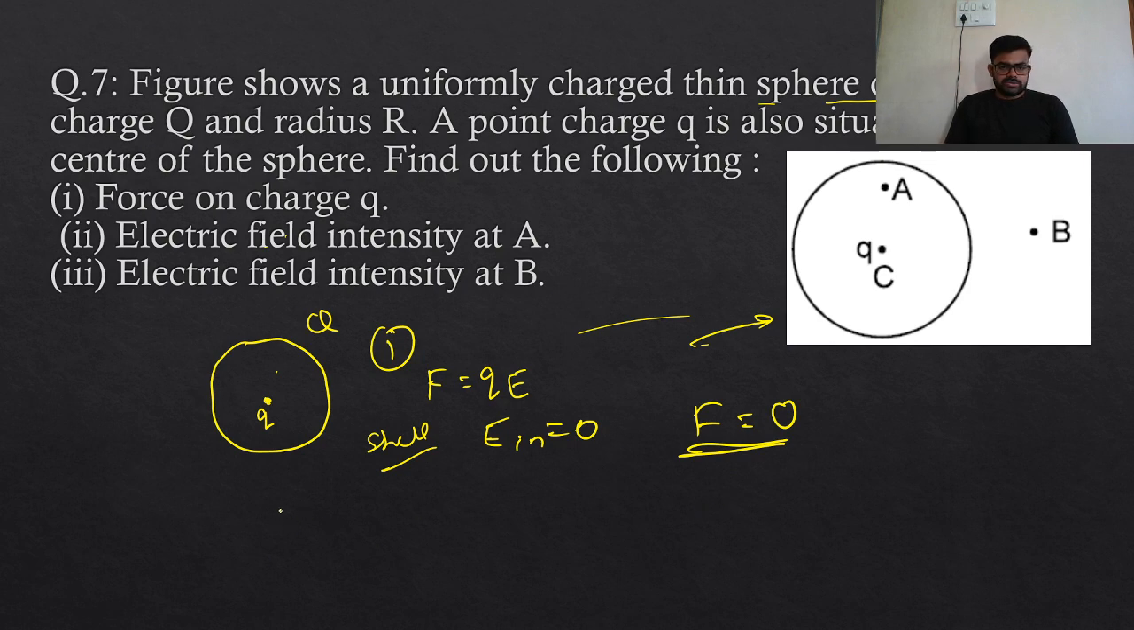Okay. Next, second point. The field at the center is 0, right? At the center, the field intensity is 0, so the force on charge q is 0. Now the electric field intensity at point A.